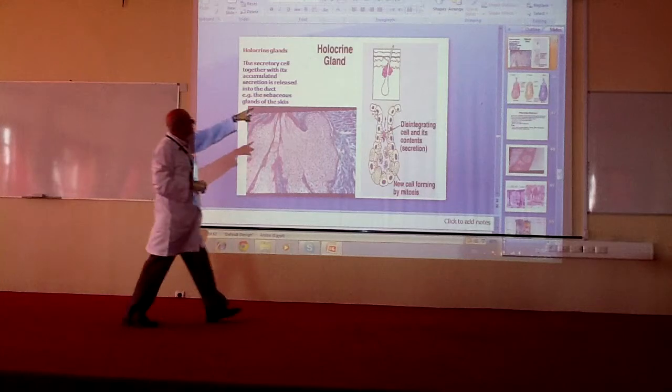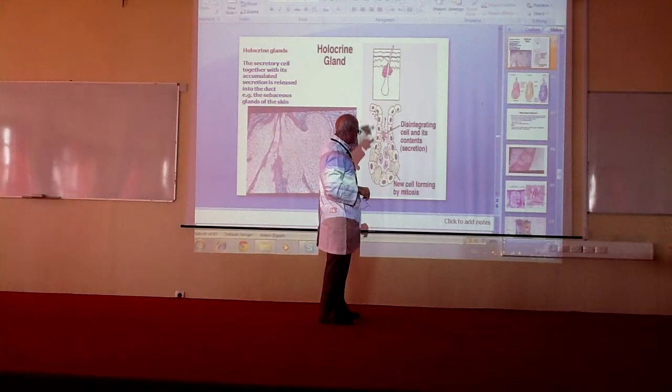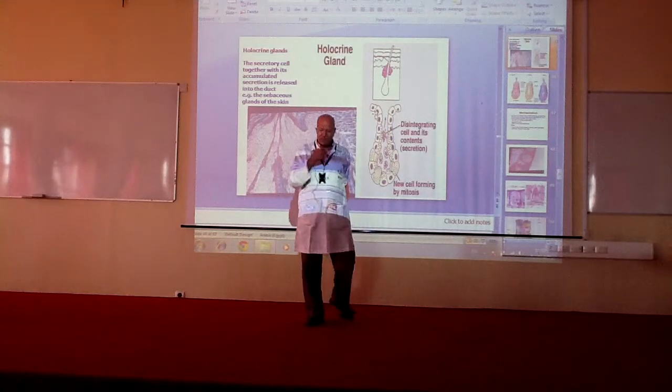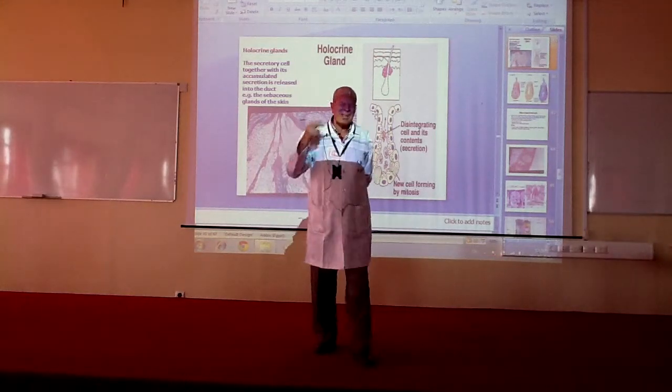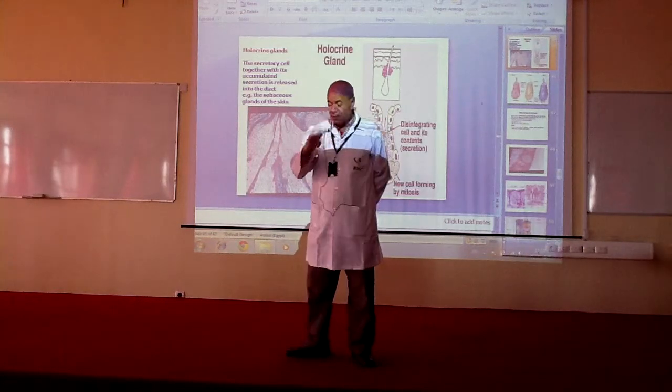The sebaceous glands, as you see here, open into the hair follicle. But sebaceous glands called tarsal glands in the eyelid open onto the surface directly. Leave it to the skin.